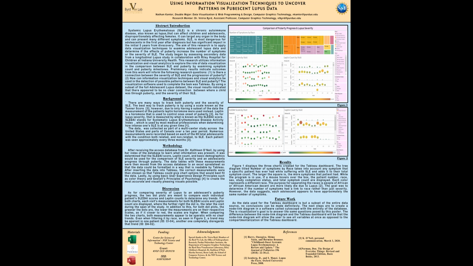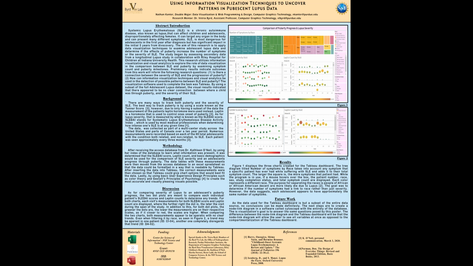So SLEDAI score is a score used to measure the severity of SLE. The higher the score, the more severe. And leptin count is a measurement of the hormone leptin, which generally increases when someone is going through puberty. So the way the chart is for both of them, the redder it is, the higher their scores are for both the leptin count and the SLEDAI, and the greener it is, the lower.